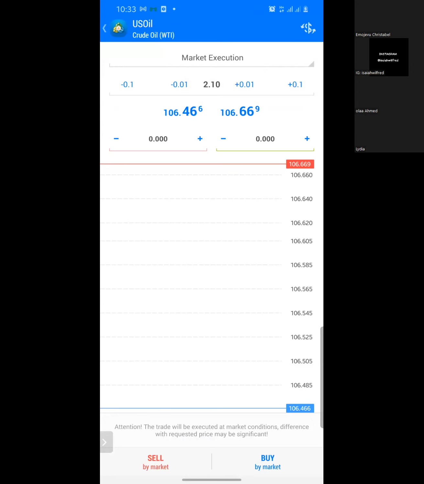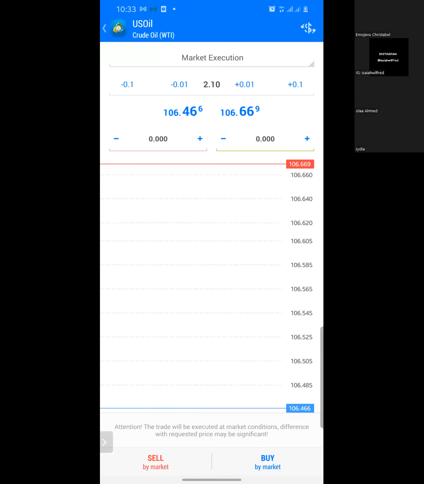In the normal sense, you're only supposed to enter this as a market execution if the number above your buy by market is close to the entry given. Let's say this number was around 105.282. I would have just entered buy by market straight up and come back and set stop loss and take profit. But in this case, we still have the market at 106.669, so I can't enter a market execution now.